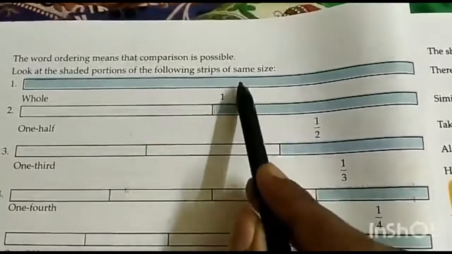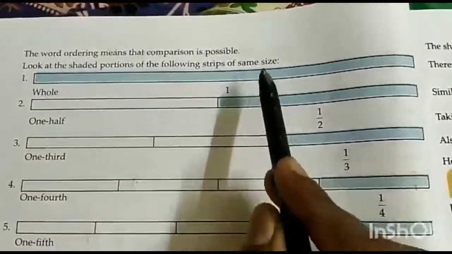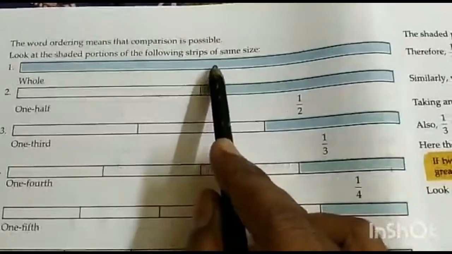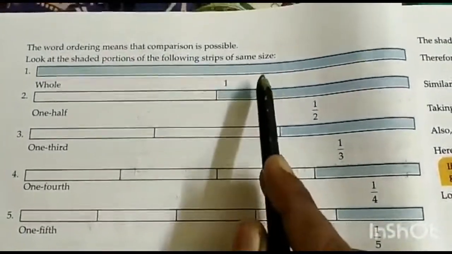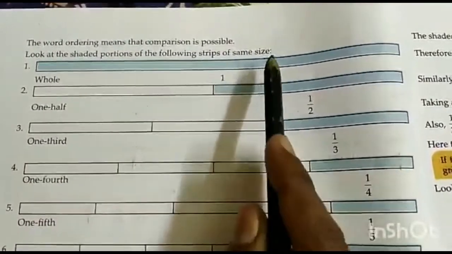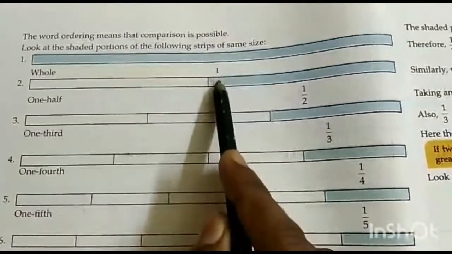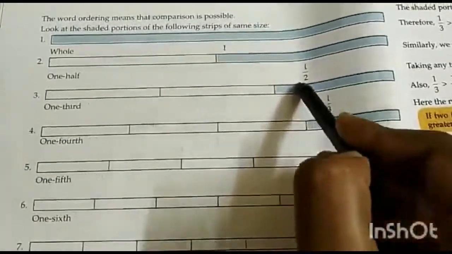In these two, which fraction is the big one? 1 or 1 by 2? 1, because the whole is shaded. But in this picture, only half is shaded. So in this, which is the big one? The first one is the big one. So 1 is greater than 1 by 2.